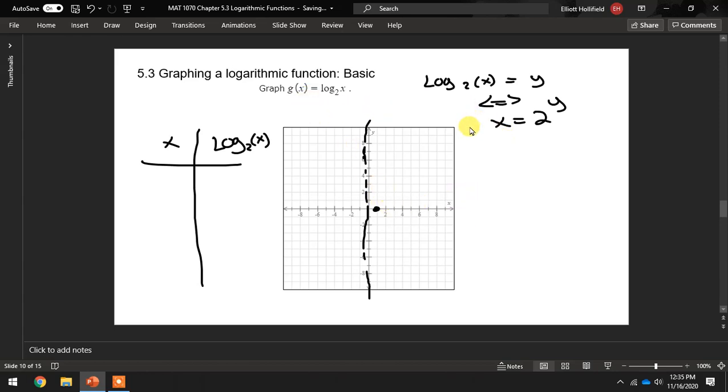Now let's pick, say, the number 4. Then if x is equal to 4, 4 is equal to 2 raised to what number? Well, here it has to be 2. So that gives us this ordered pair, 4, 2. So first we picked 1 and the output was 0. Now we pick 4 and the output is 2. 4, 2. Now, the graph will have to go from this vertical asymptote smoothly through those points.